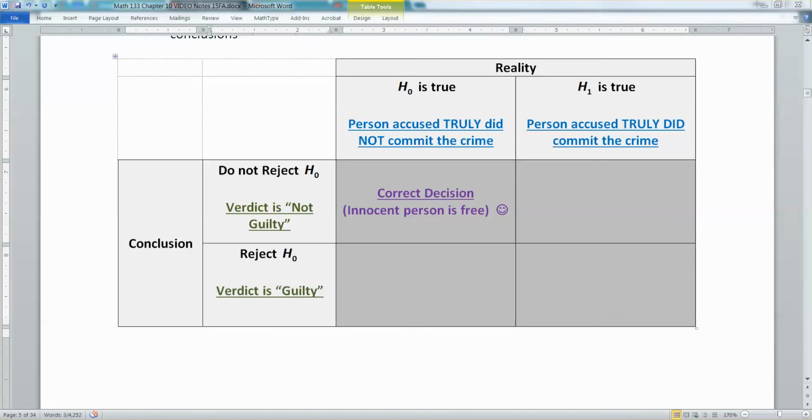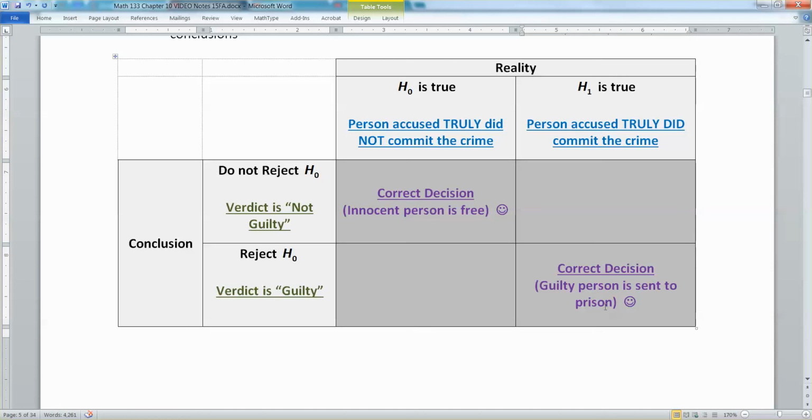Well, I don't know if it makes us happy, but at least we would know that we put away somebody that actually did the crime, so they should do the time. So the guilty person is sent to prison. Okay, so those are correct decisions. Great. And they happen a lot of the time, hopefully most of the time, right?